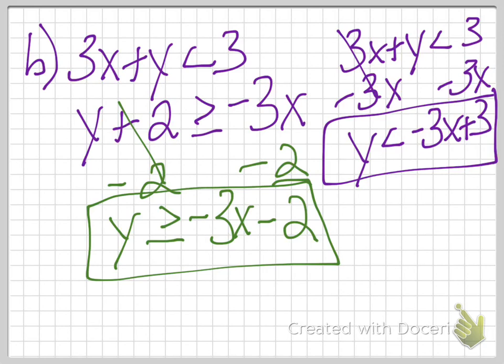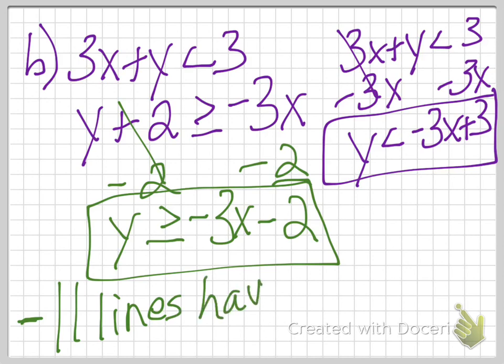Now, once again, let's take a gander at these and see if there's anything that jumps out at us. Negative 3x, they both have the same slope. So what type of lines are these going to be? Parallel. So let's write that down somewhere on the side of our page. We'll note, parallel lines have the same slope.